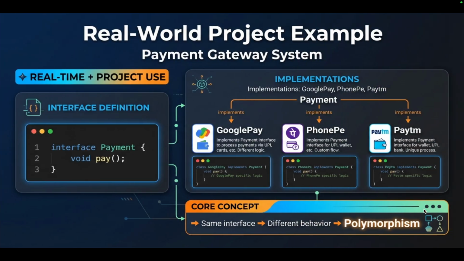Real world project example. Let us take a payment system example. We create an interface Payment, then classes like Google Pay, PhonePe, Paytm all implement the pay method differently. This is perfect real world polymorphism usage.